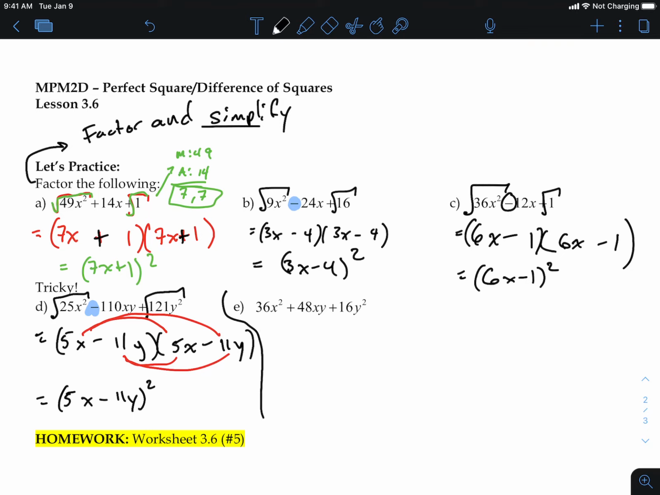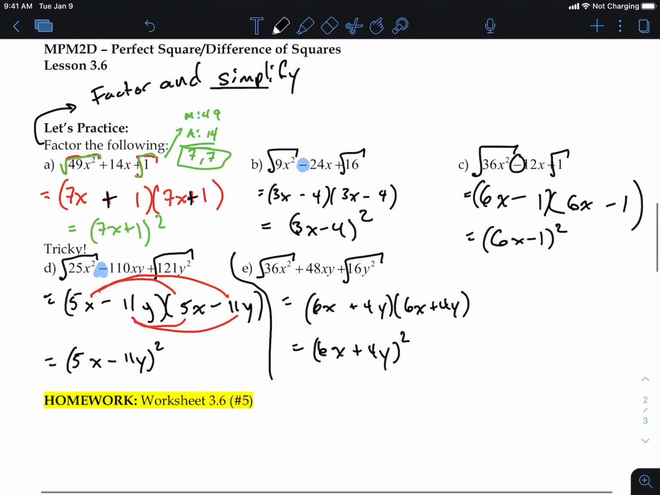Okay. One more. Square root first, square root last. 6x plus 4y, okay? No issues?